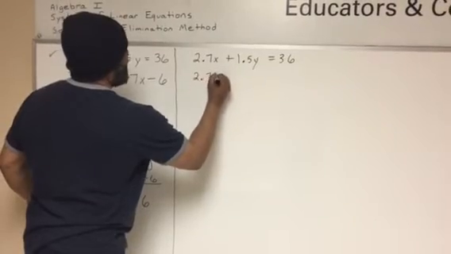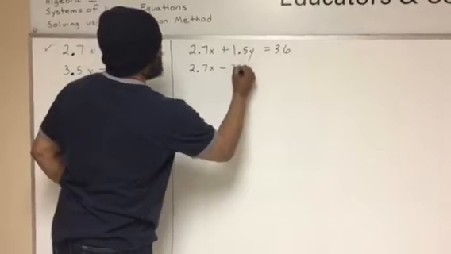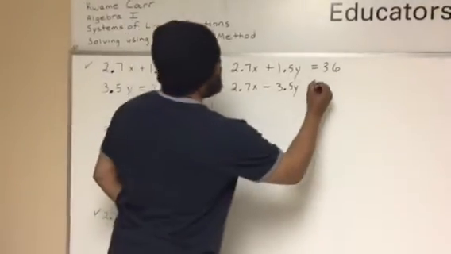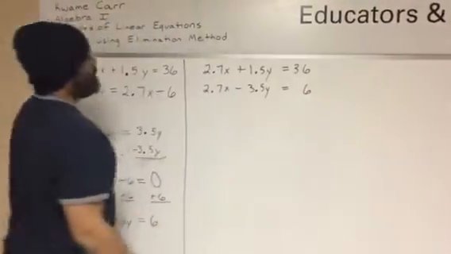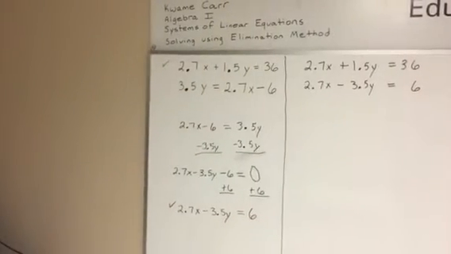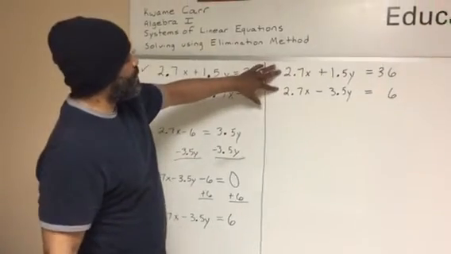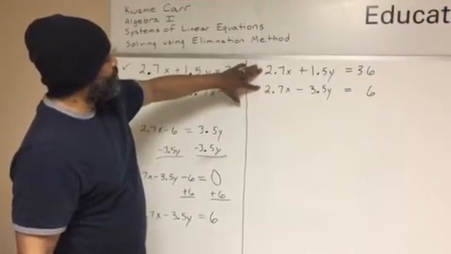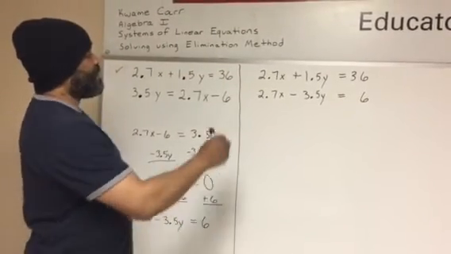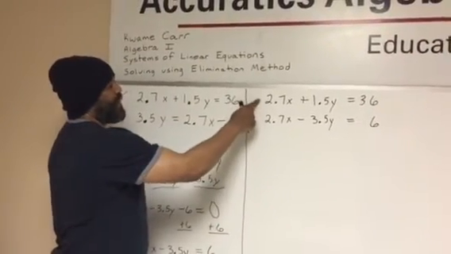2 7/10 x minus 3 5/10 y equals 6. Now, I can begin my process of elimination. I have the equation set up like I want to, and the reason I know that is because I have two similar or exactly the same coefficient and variable in the front, which makes it very easy for me now to subtract this one from that one.